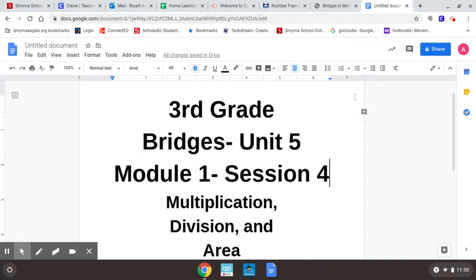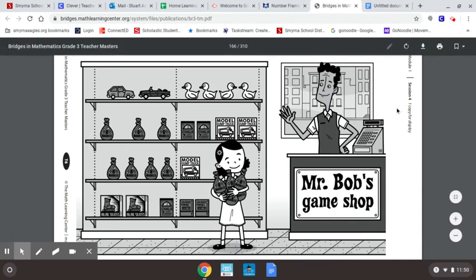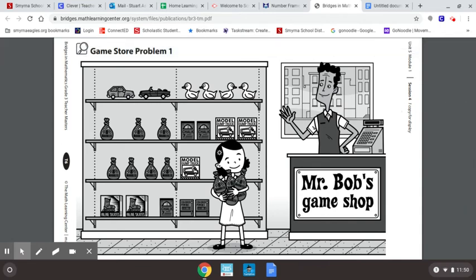This is Miss Stewart. We're looking at Module 1, Session 4 today. We're going to be looking at division. How many of you have ever gone to a store with intentions of buying something? Today, we're going to be visiting Mr. Bob's Game Shop, and he is going to help us do some math problems.